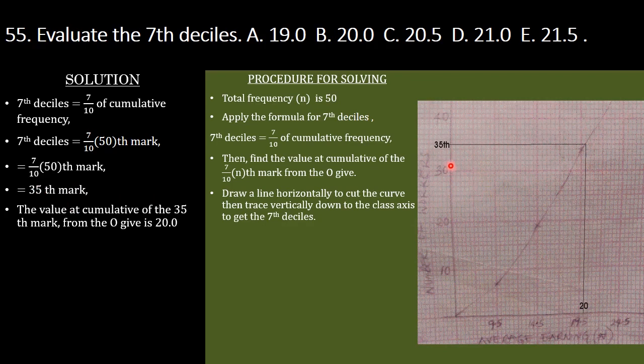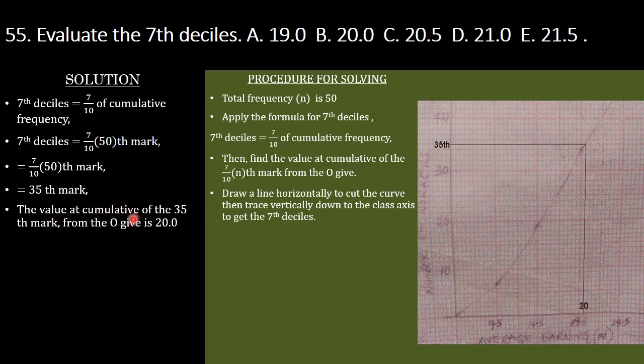Don't forget that 35 is in the range of 30 and 40. Now let's trace it. Here is 30, here is 31, here is 32, here is 33, here is 34, and here is 35. We need to draw a line horizontally to cut the curve. Here it is. Now let's trace it vertically down to the class axis to get the 7th decile. When we trace it vertically, we have here is 19.5, here will be 20. Therefore, the value at cumulative of the 35th mark from the ogive is 20.